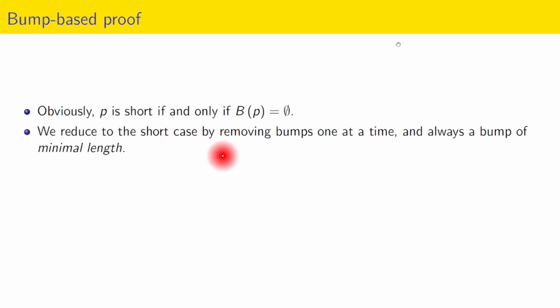What we do is we try basically to have an inductive proof, or a recursion if you're trying to build a parser, by always removing a bump of minimal length. By doing this repeatedly, of course, at some point we would reach short strings for which we have a proof.